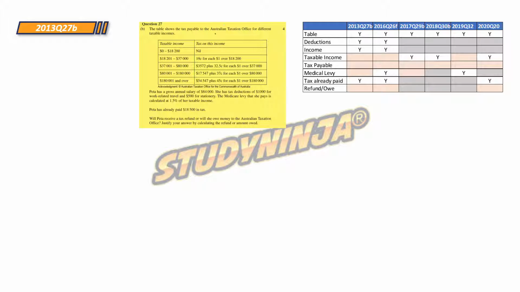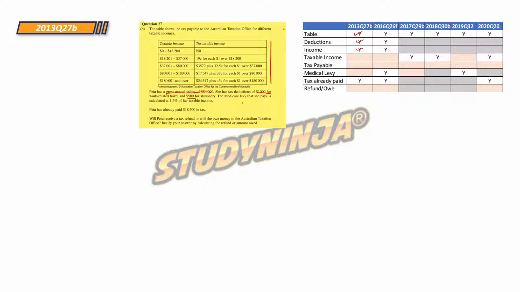This is the question. What you're given is the tax rates for different income bands, and this kind of table has always been coming in all of the questions, as you will see as we walk through. So this is the table. Then what else are you given? You're given the gross annual salary. So this is the gross salary, not the taxable one, 84,000. She also has tax deductions of 1,000 for work-related travel and 500 for stationery. So you're also given deductions.